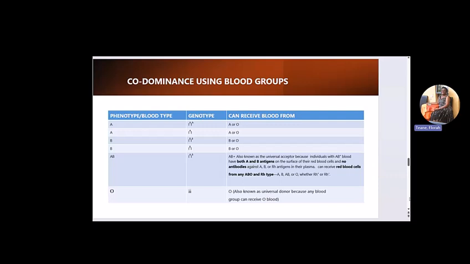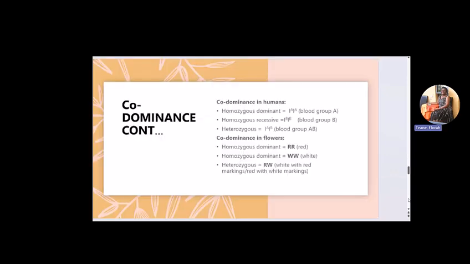Codominance can be used in blood groups. You can be asked a question where you need to do this genetic process using blood groups. There are 4 different blood groups. We've got A, two A's with different genotypes, two B's with different genotypes, and we have AB and O blood groups. So they can be used to show codominance.